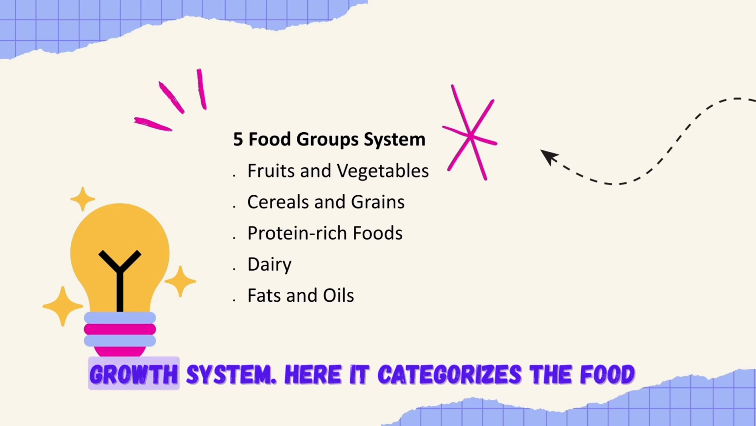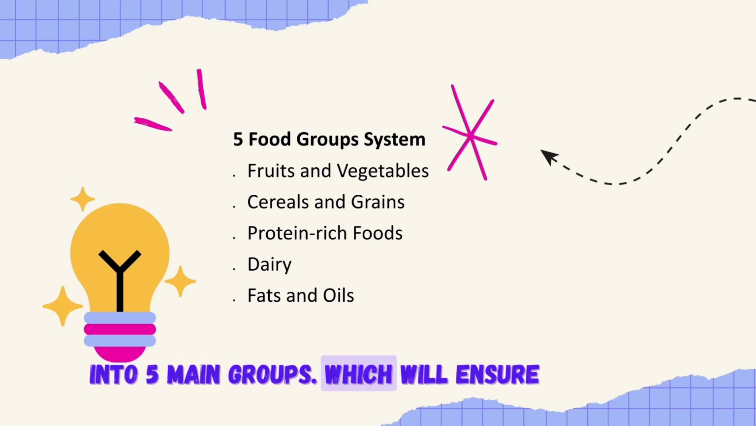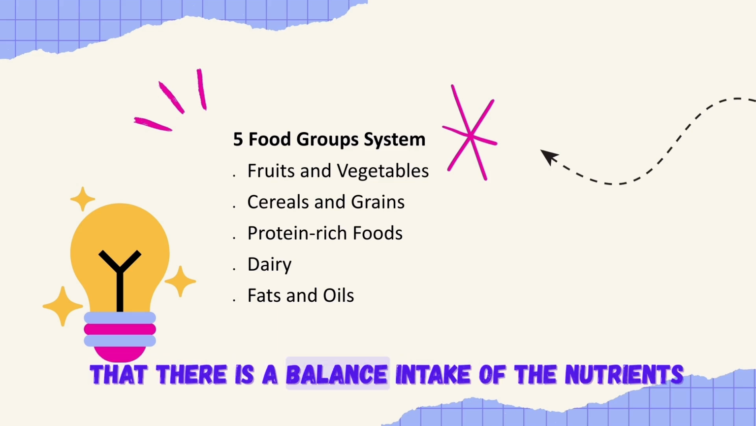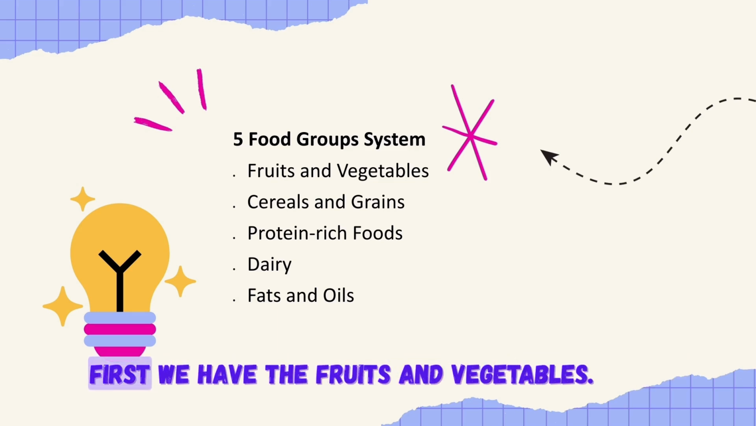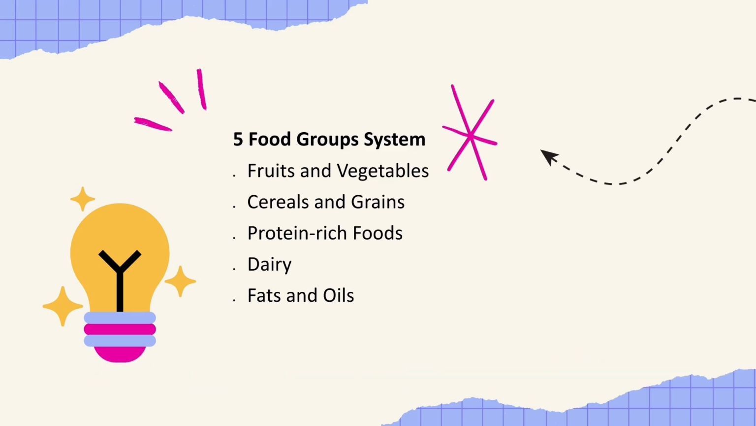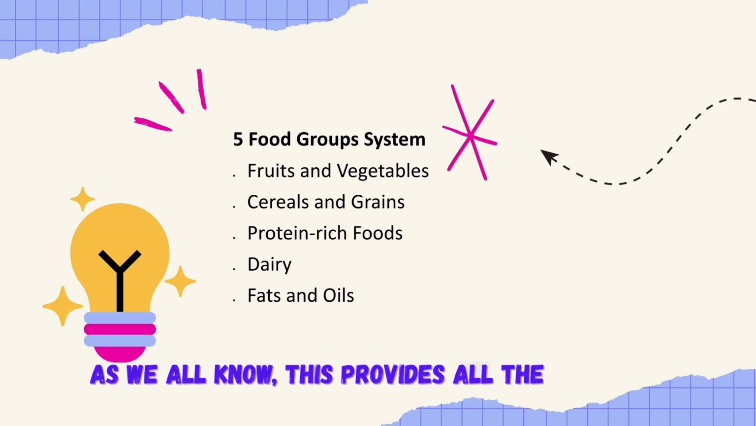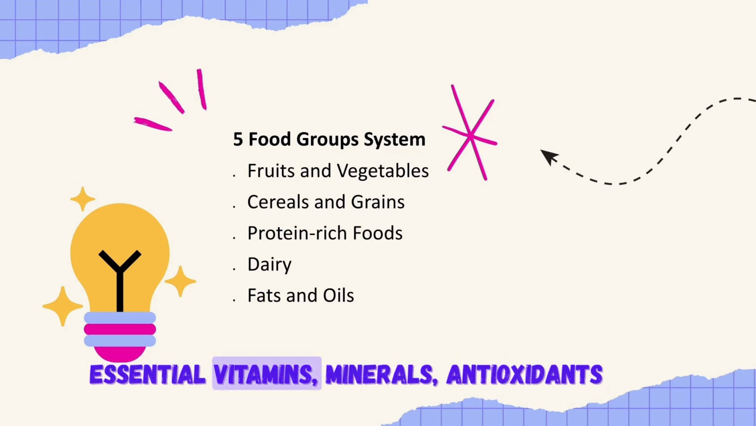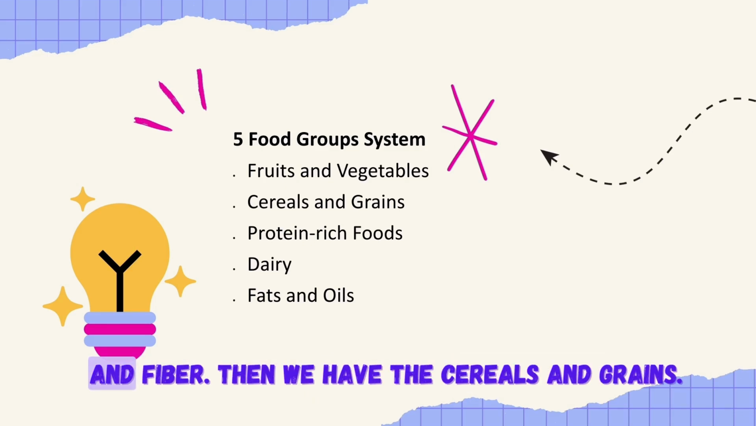Then we have the 5 food group system. Here it is categorizing the food into 5 main groups, which will ensure that there is a balanced intake of the nutrients. First, we have the fruits and vegetables. As we all know, they provide all the essential vitamins, minerals, antioxidants, and the fiber.